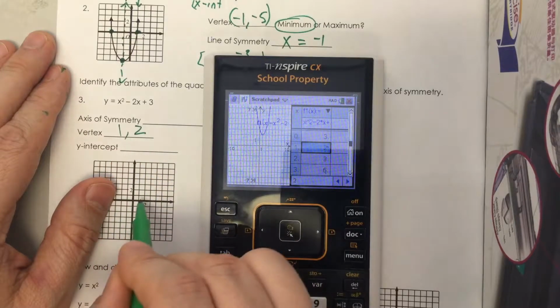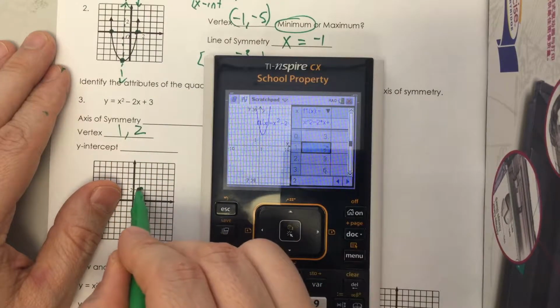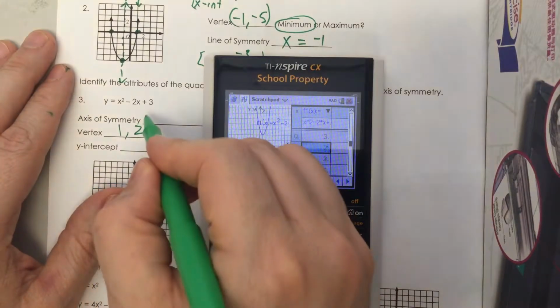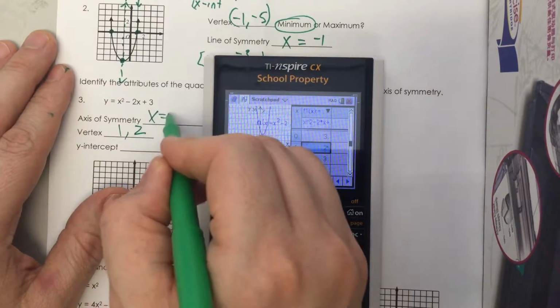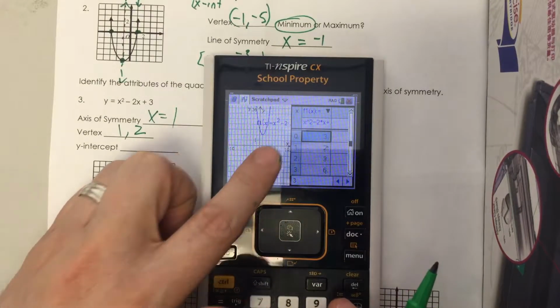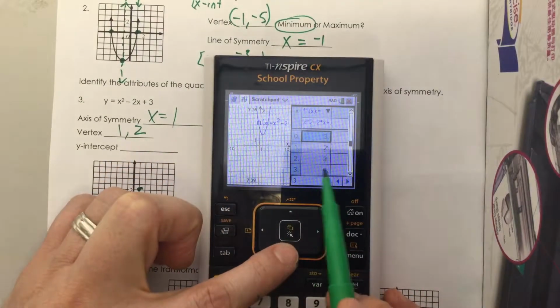I'm going to plot it, (1, 2). Okay, the axis of symmetry is going to be x equals 1 because it goes through the vertex. I'm going to go ahead and just pick out some points here, (0, 3) and (2, 3).